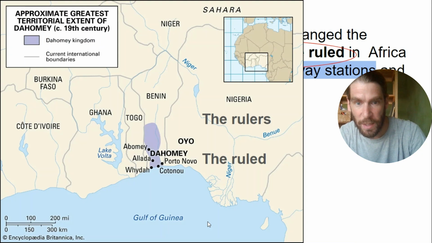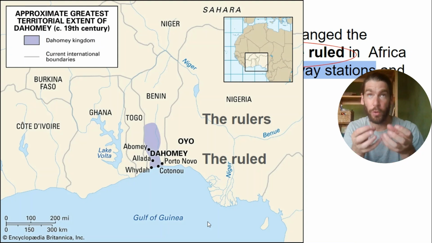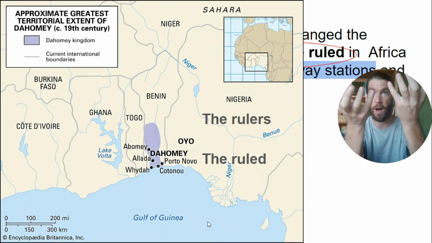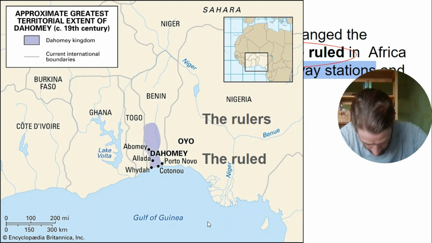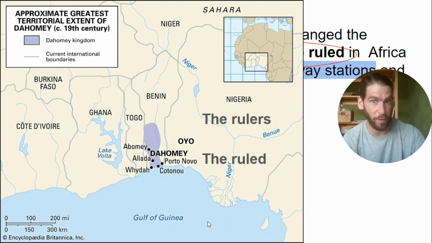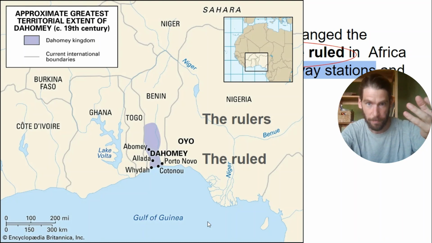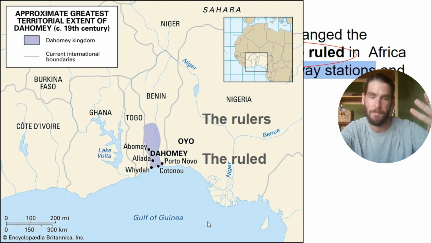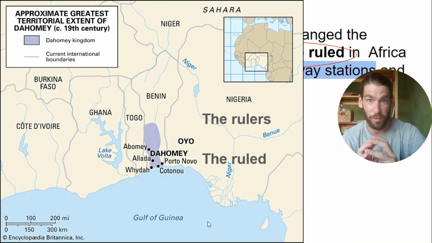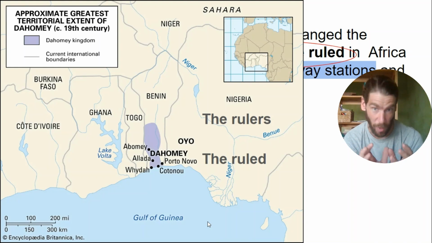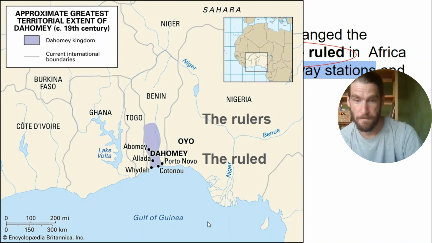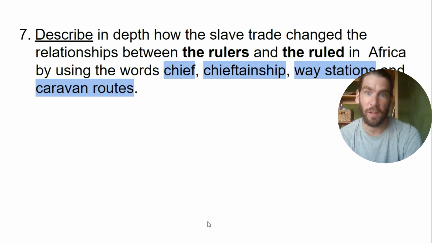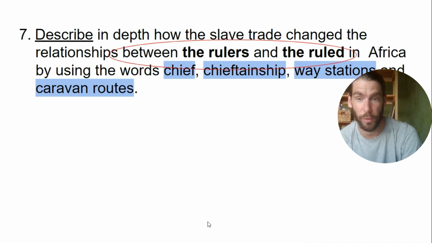Okay. And you had the rulers and the ruled. The rulers were the chiefs, yeah, often it was a man, and the ruled were their people. It wasn't a democracy. The ruler was the boss. Sometimes it was a queen, but often it was a chief. And the ruled were the people who had to listen to the chief. Sometimes the chieftainship was big, sometimes smaller, but often smaller than the countries that we know now. Okay. We're going to look at the answer.